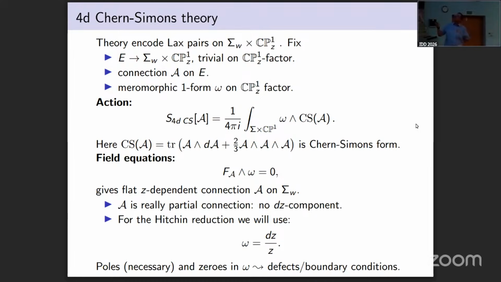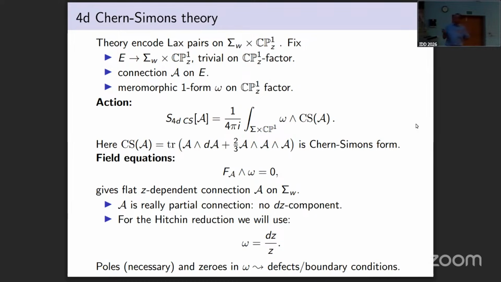And furthermore, omega is a multiple of dz, which means that you can forget about any dz components in A. It's really a partial connection that only has dz bar, dw, and dw bar. It only really has 3 components.